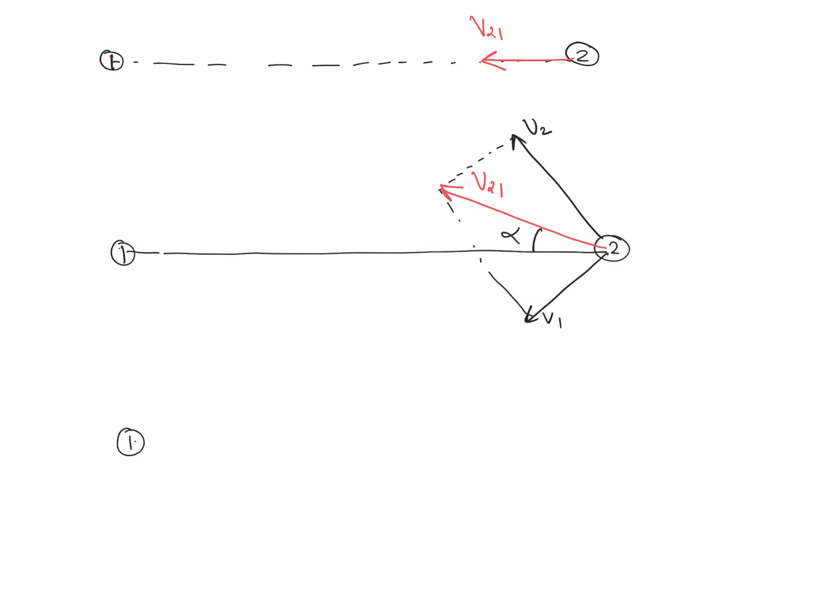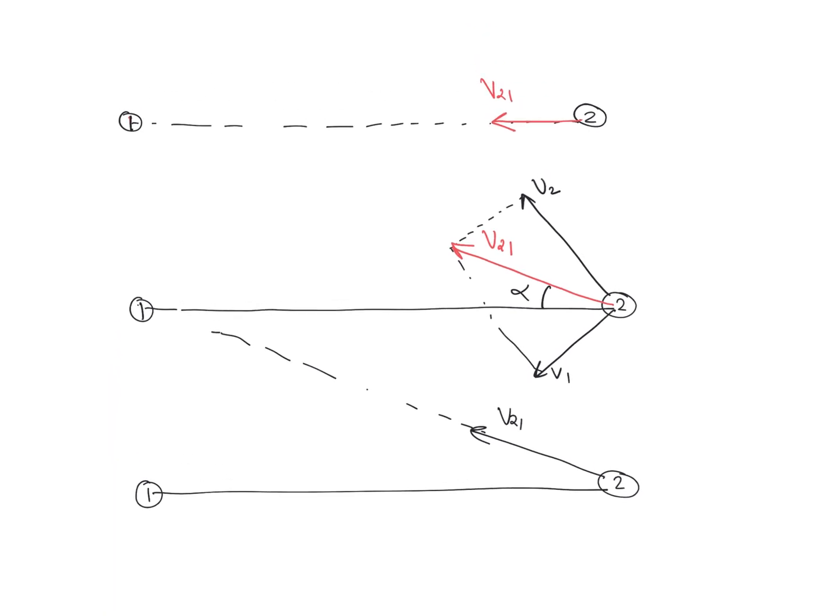So with respect to 1, if this 2 is moving in this direction with the velocity v21, so definitely we know that this 2 is not going to make a collision with 1 over here. So the condition for collision is that the velocity of 2 with respect to 1 should be along the line joining 1 and 2, then it can make a collision.